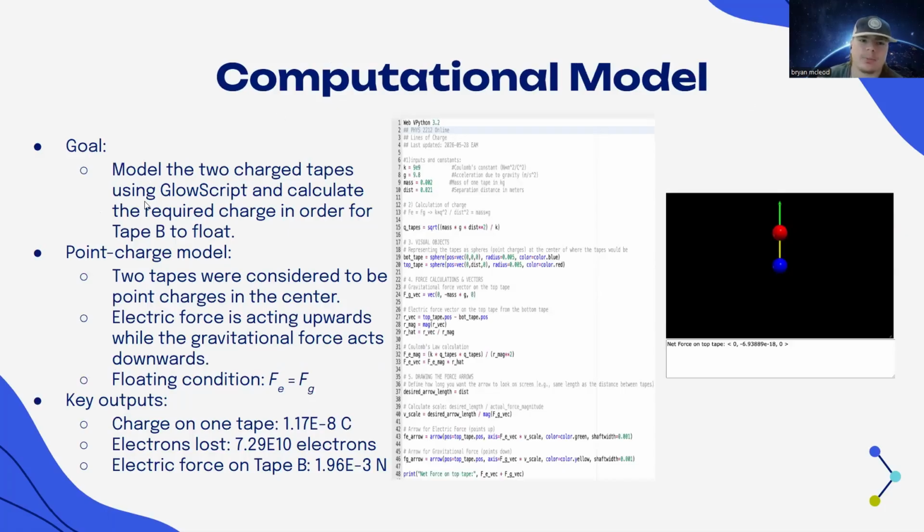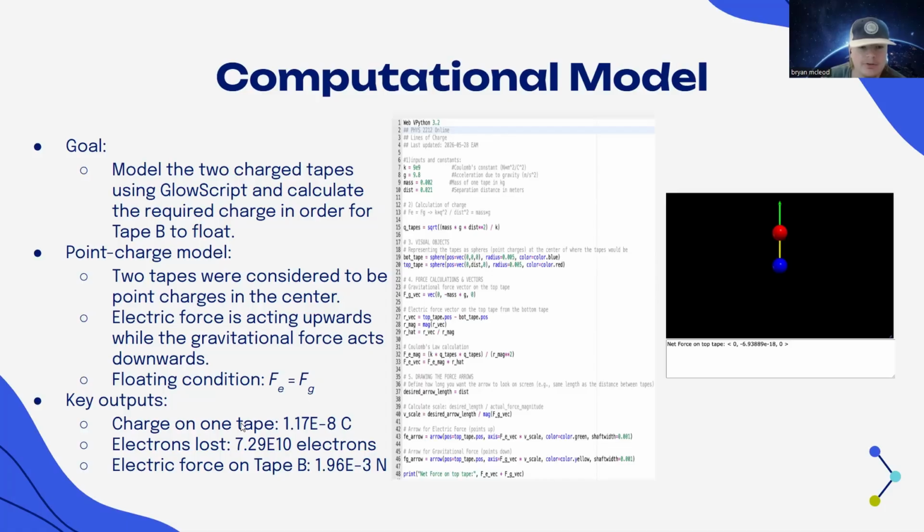Goal: our computational model goal was to model two charged tapes using GlowScript and calculate the required charge in order for tape B to float. The point charge model: the two tapes are considered to be point charges at the center, so we only focus on the center. The electrical force is acting upwards while the gravitational force acts downwards. Although you can't really see where the yellow arrow is pointing, it's pointing downwards. But you also have a counteracting force, the green one, which is the one repelling the top tape.